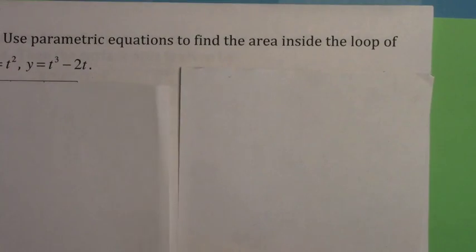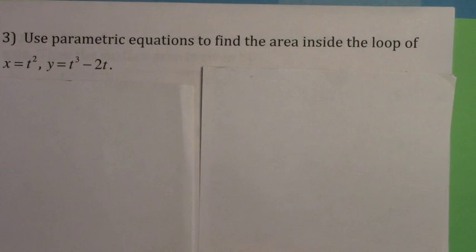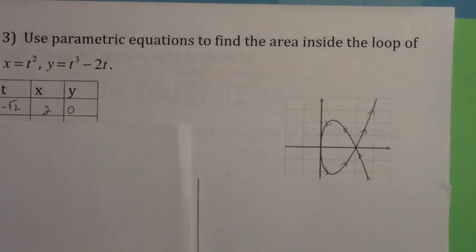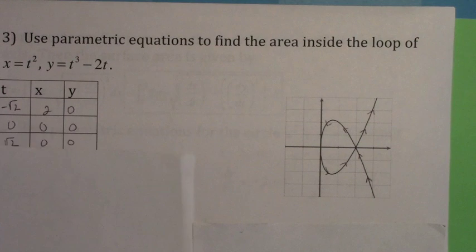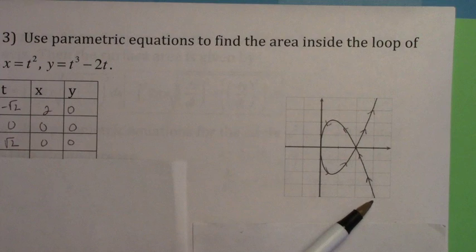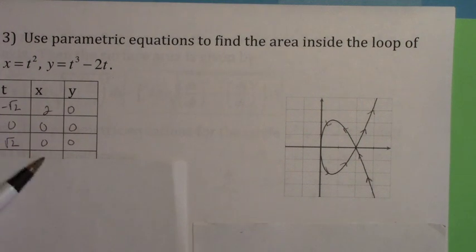All right, let's take a look at this one. This one's a little trickier. I want to use parametric equations to find the area inside the loop of x equals t squared, y equals t cubed minus 2t. Well, it turns out the graph looks kind of like this. And you could see that by making a table and plotting these points.